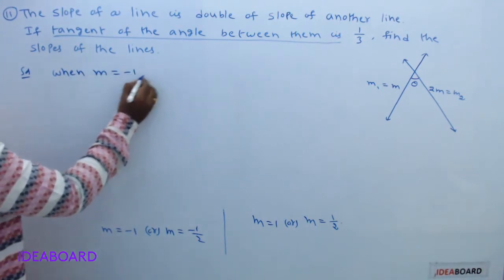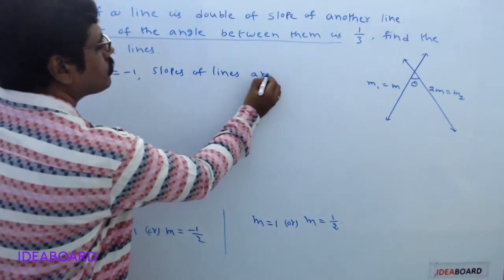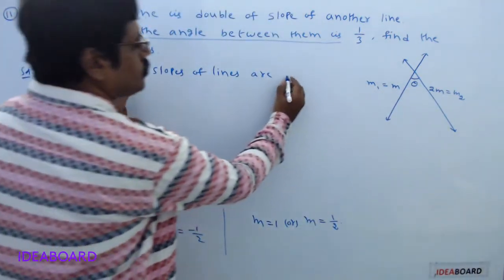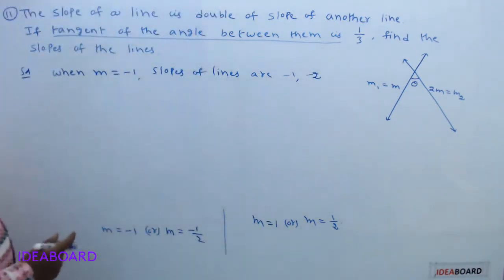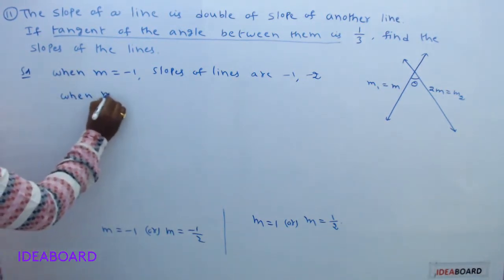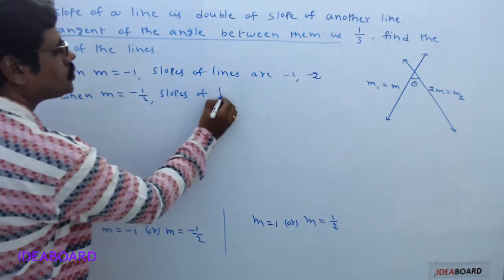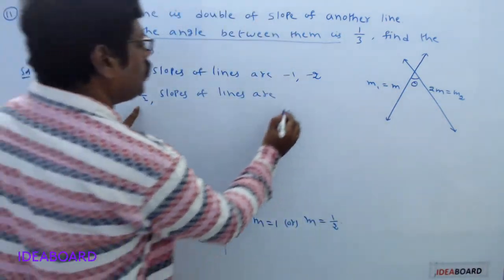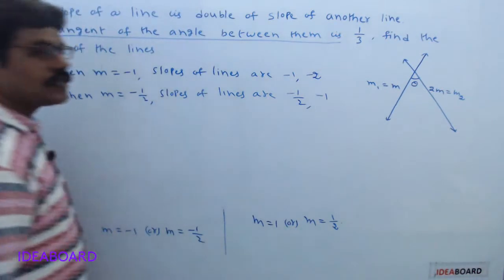When m equals minus 1, what are the slopes of the lines? m, 2m. m value minus 1, so 2m is 2 into minus 1, minus 2. Then take the value of m as minus half. When m equals minus half, slopes of lines are m, 2m. m value minus half, 2m is 2 into minus half, that is minus 1.